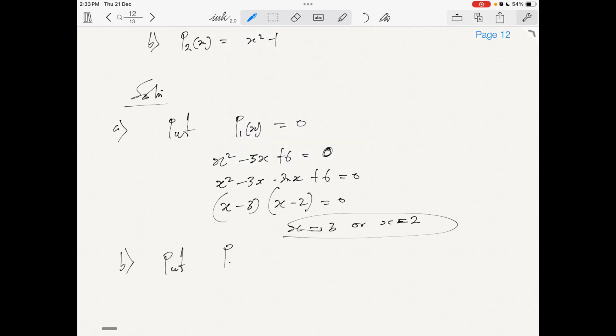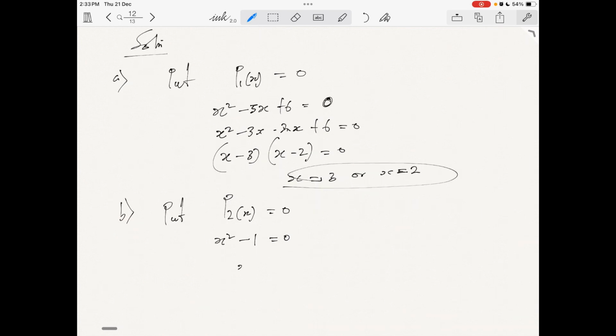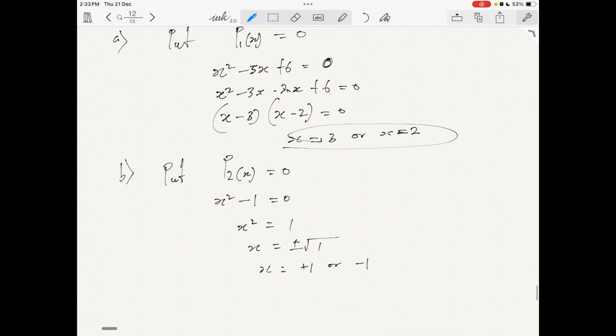Now in the second question, we put p2 of x equal to 0. So here that means we have x squared minus 1 equals 0. It's easy. We can say x squared equals 1 and x will be equal to the square root of 1. And we know that a square root can be plus or minus. So our x will be equal to plus 1 or minus 1. So the zeros of the polynomial x squared minus 1 are x equals plus 1 and x equals minus 1.